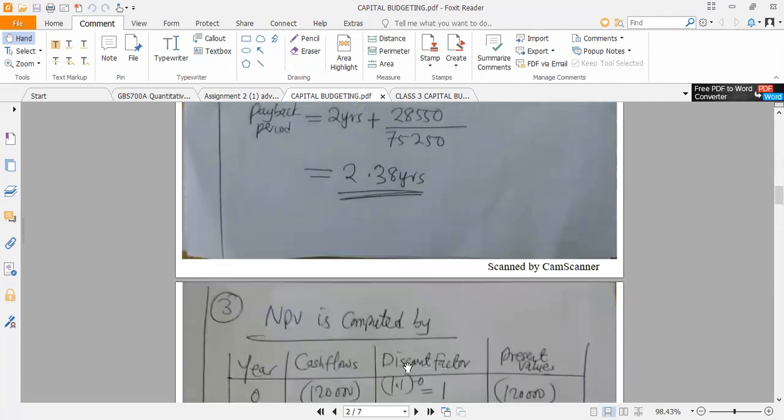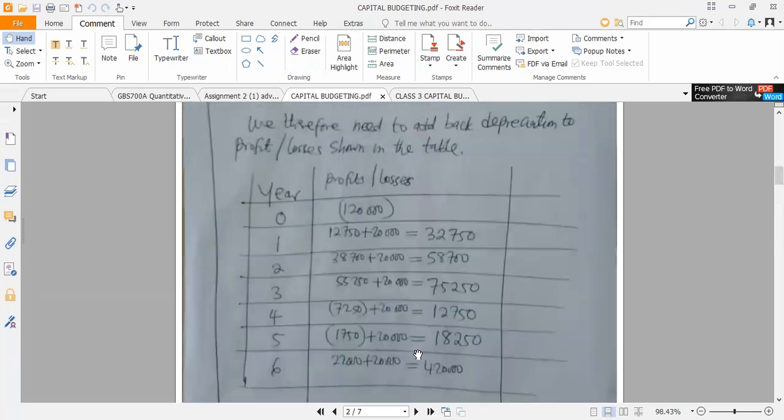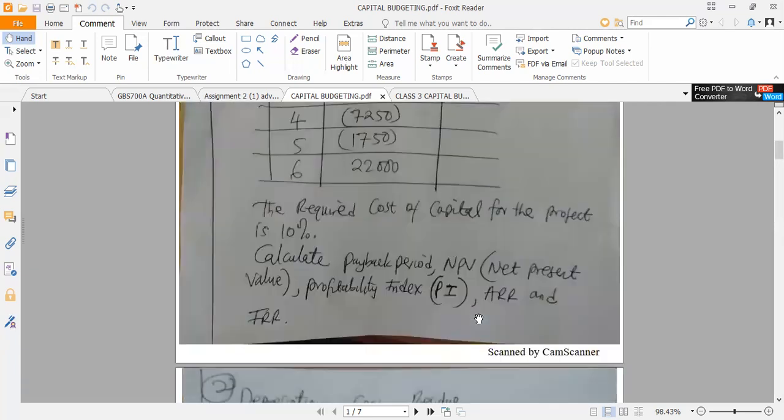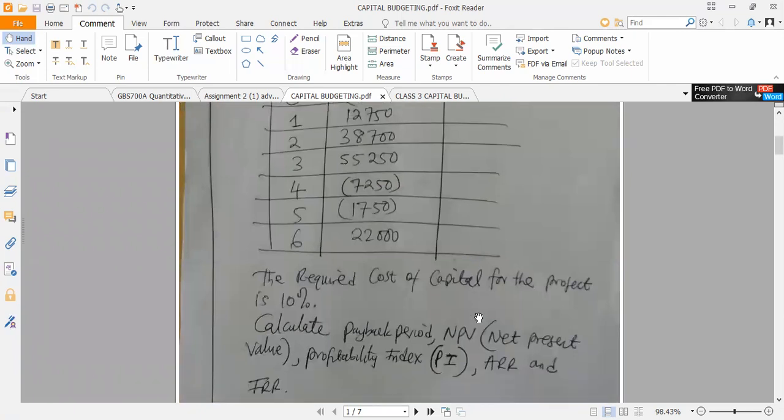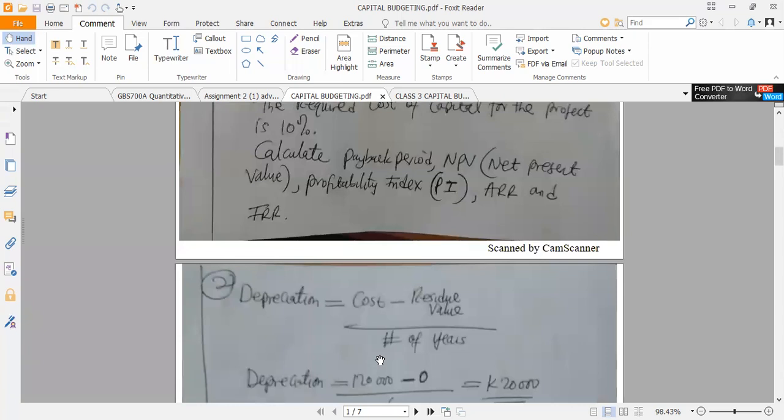Let's move on to the NPV. For NPV, we are going to use the same figures that we have in this table, the ones we found where we added back the depreciations. But don't forget, we are going to use the cost of capital of 10% that has been given in the question, to compute the net present value.